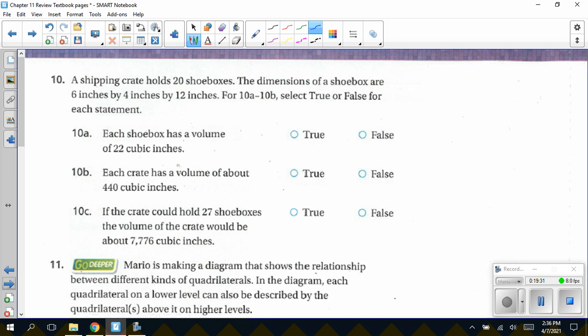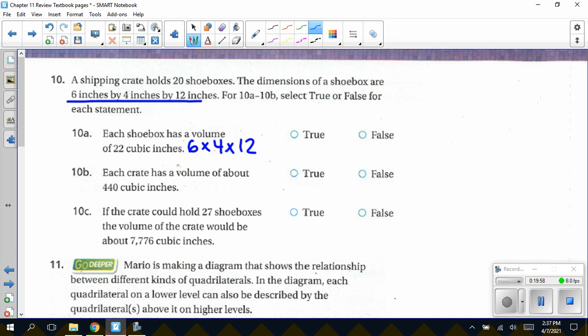All right, so for A, each shoebox has a volume of 22 cubic inches. Well, we know that it's a 6 by 4 by 12. So 6 times 4 times 12. If I would multiply that out, we know for sure that that is not 22 cubic inches without doing any math. But we're going to go ahead and show this math anyway.